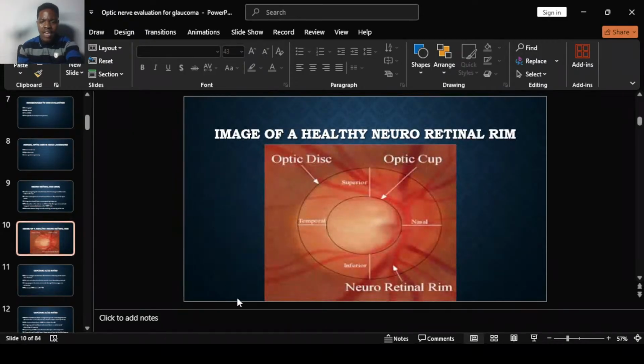So this is the image of a healthy neuroretinal rim. You can see this is the inferior rim, this is the temporal, the superior, and then the nasal. And you can also appreciate the coloring. This is what a healthy neuroretinal rim looks like.